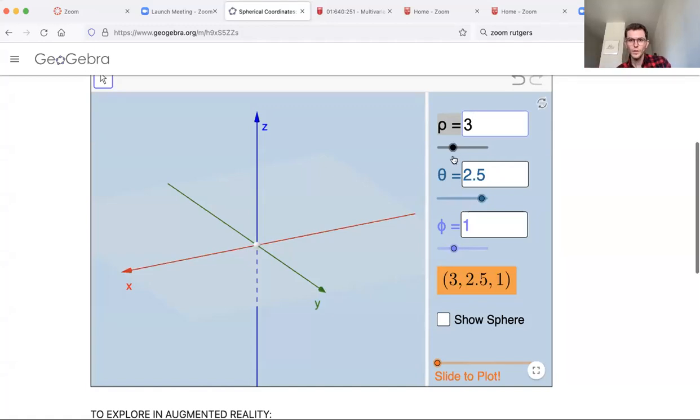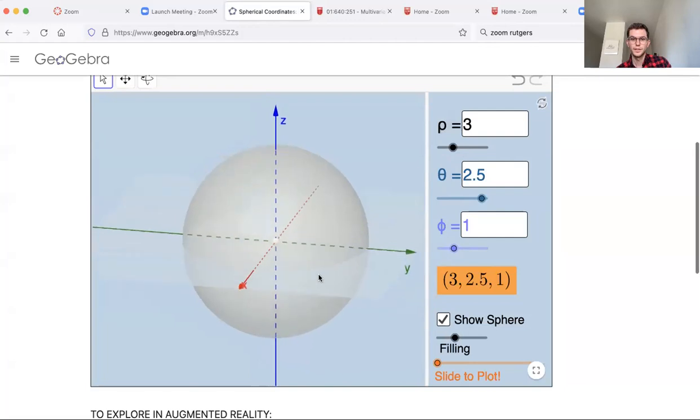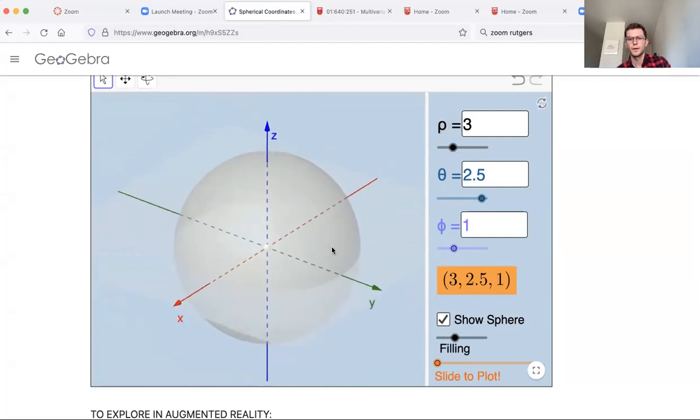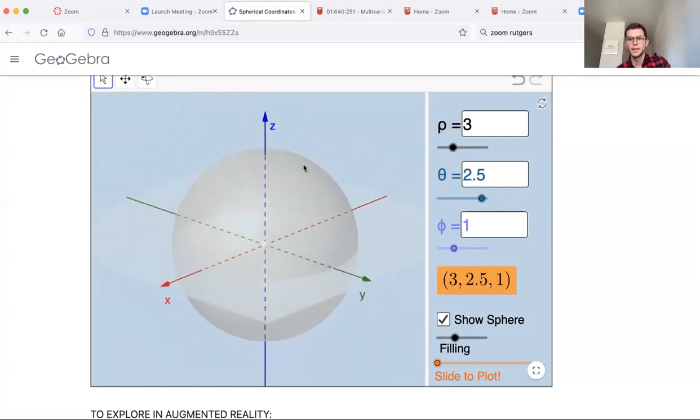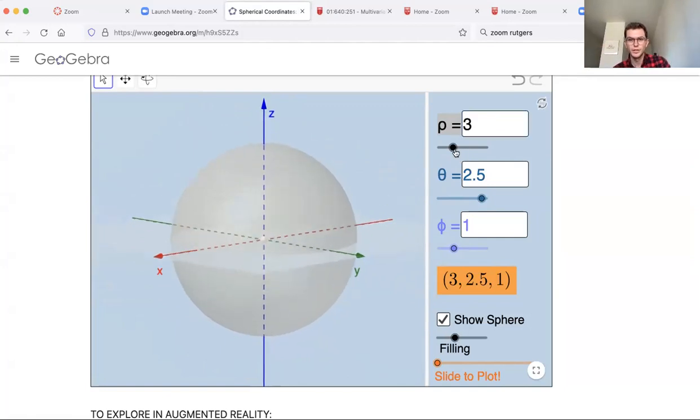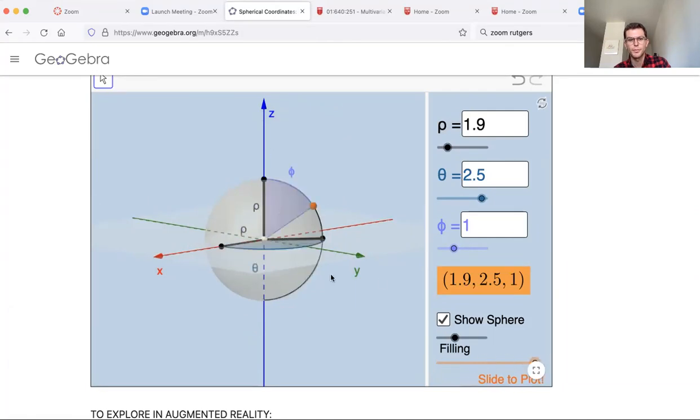So rho is the distance of a point to the origin. For example, rho equals 3 means that this point has a distance of 3 to the origin, right? And as you change the value of rho, you're changing the distance a point has to the origin.